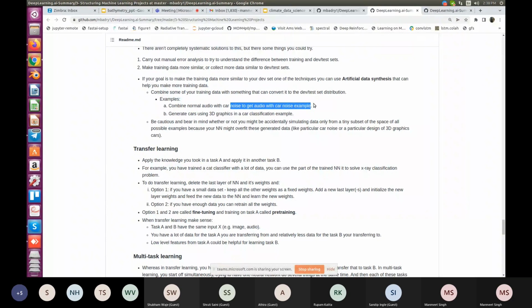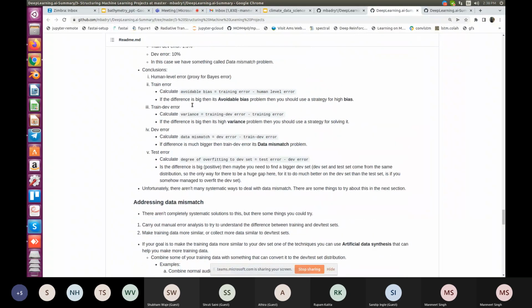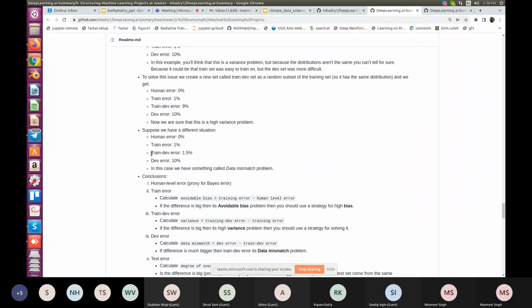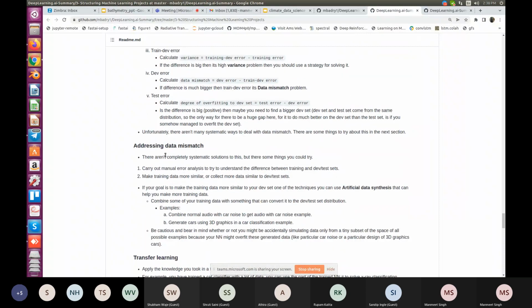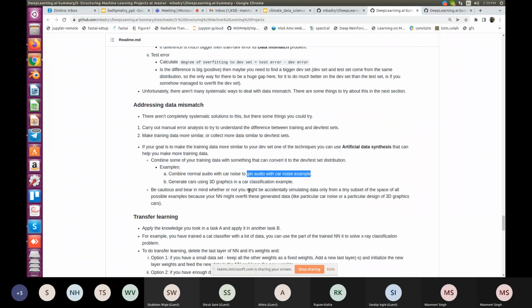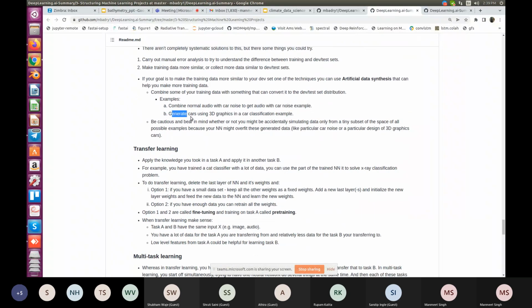noise example. So this is an example of making the train and dev sets similar, as we were talking about here. You can combine the noise with the car audio, so then you will get an audio with a car noise example. Or another example is generating cars using 3D graphics in a car classification problem. That will also add artificial data to your training.